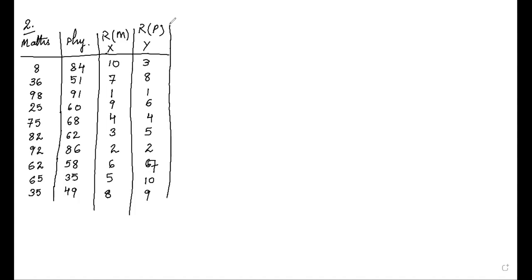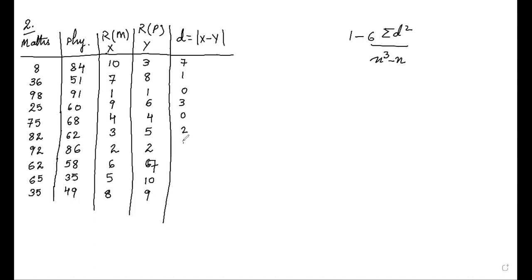Now the procedure is similar to what we have done for the previous problem. According to the formula, we need 1 minus 6 summation d squared divided by n cubed minus n. D is the absolute difference in rank, so mod of X minus Y. It will be obtained as 10 minus 3, that is 7, 1, 0, 3, 0, 2, 0, 1, 5, 1. So likewise, we have obtained d, and now summation d squared.